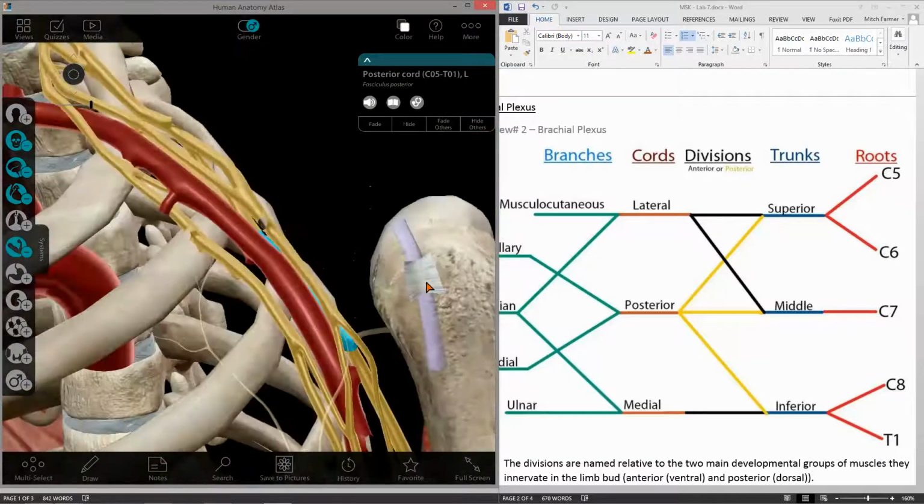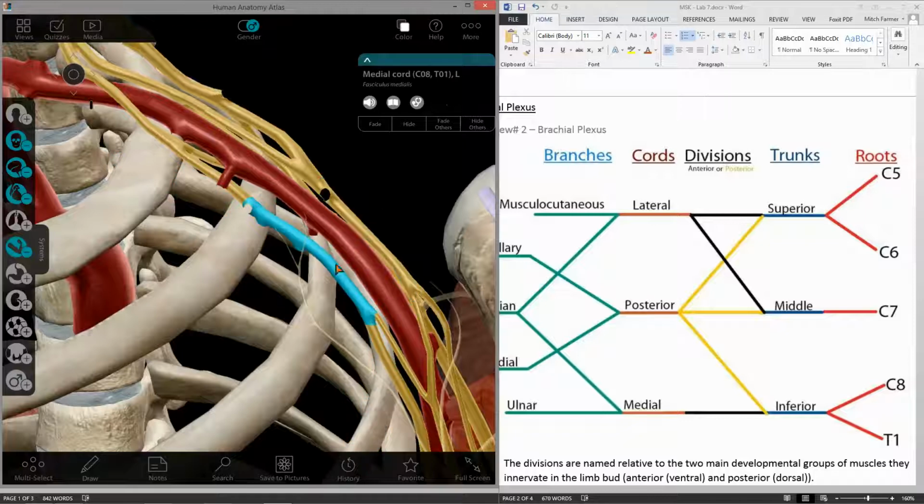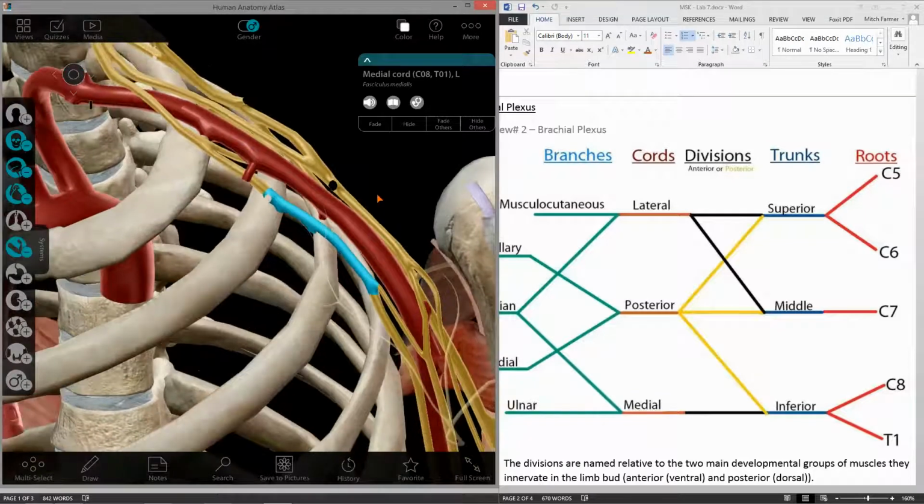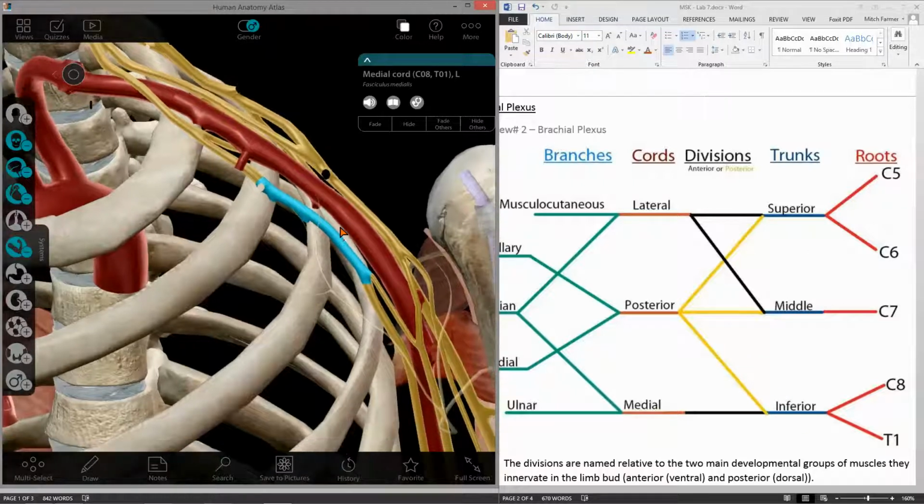If I rotate back anteriorly, we can see we also have a lateral cord and a medial cord. These are also named relative to the position of the axillary artery. So medial to the axillary artery is the medial cord. Lateral to it is the lateral cord. As you can see, the lateral cord is formed by the anterior divisions of the superior and middle trunk, whereas the medial cord is formed by the anterior division of just the inferior trunk. Okay?